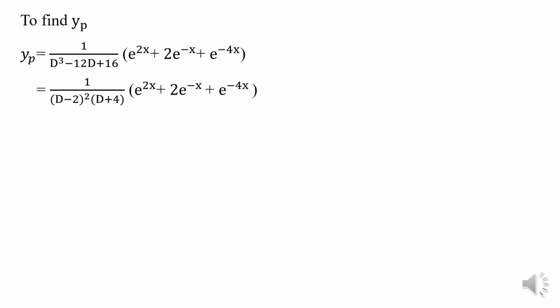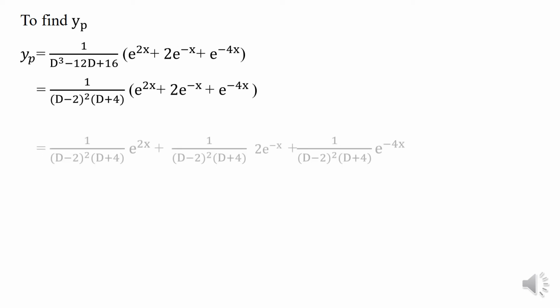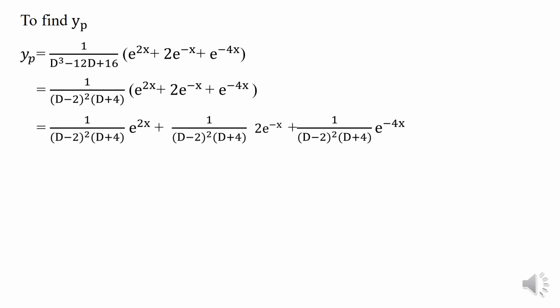Now splitting these three terms we get yp is equal to 1 by d minus 2 whole square into d plus 4 e power 2x, that is the first term. Second term 1 by d minus 2 whole square into d plus 4 2 e power minus x, plus third term is 1 by d minus 2 whole square d plus 4 into e power minus 4x.